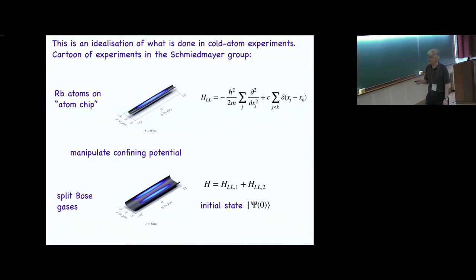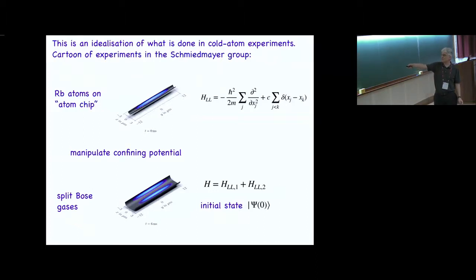Now what is done in the experiment is, they start out with a configuration like this, where you have the atoms in your one-dimensional trap. Then they manipulate the confining potential. They split the condensate. They basically put a barrier in the middle of this tube and split it into two. So we end up with two tubes in which you have rubidium atoms. And the splitting is done very, very quickly, if you wish. So that's like a quantum quench.